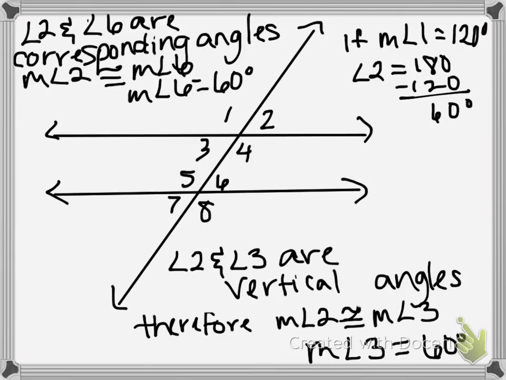Using that information, we could then say angle 2 and angle 3 are vertical angles, and if we recall, vertical angles are ones that are across from each other when two lines are intersecting, and they are therefore congruent, which means that the measure of angle 3 is also 60 degrees. Now the measure of angle 2 and the measure of angle 6 are corresponding. Remember, that means they're in the same position on each parallel line. So they are also congruent, so the measure of angle 6 is also 60 degrees.